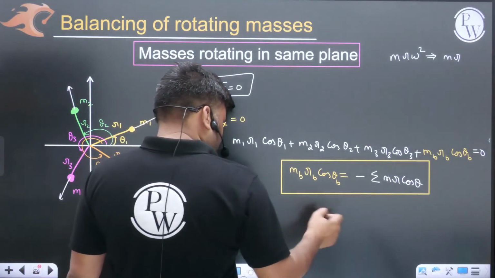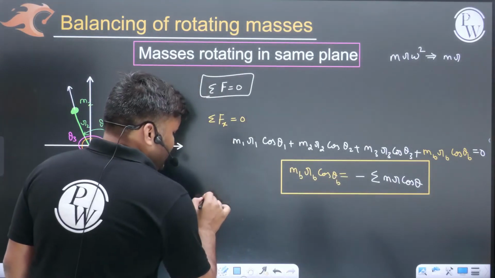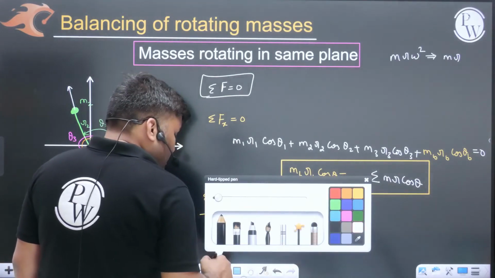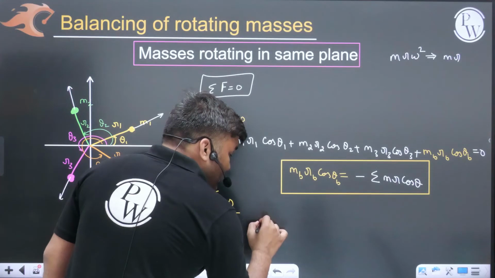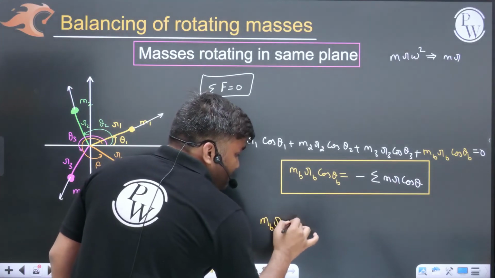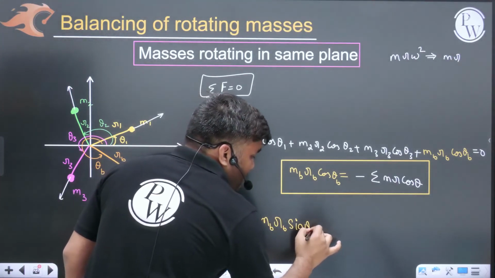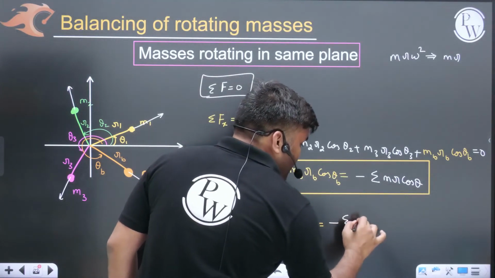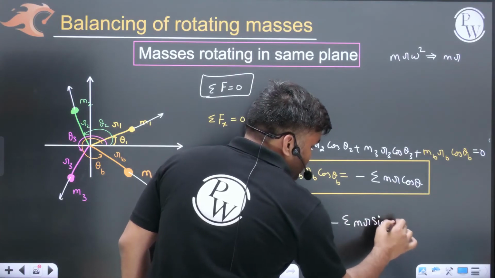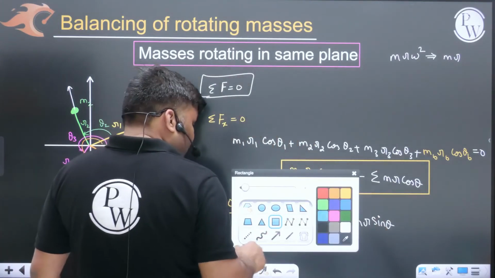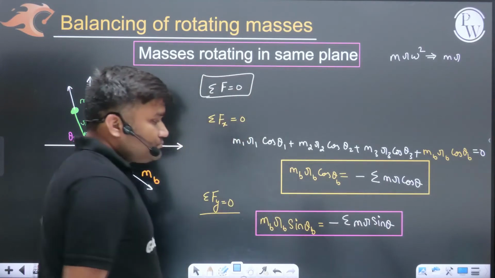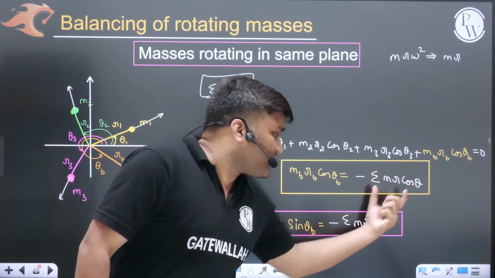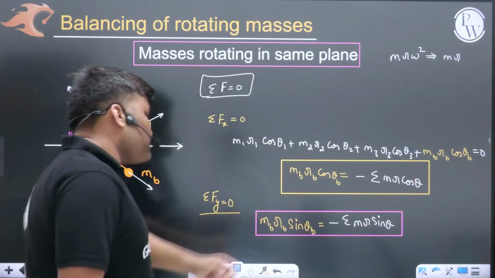Similarly, set the summation of forces in the y direction to 0. Similarly, you will get something like mb rb sin theta b is equal to minus of the summation of m r sin theta. Getting a point? Everybody clear or not? Mb rb cos theta b, these things you have got, these two equations you have got.